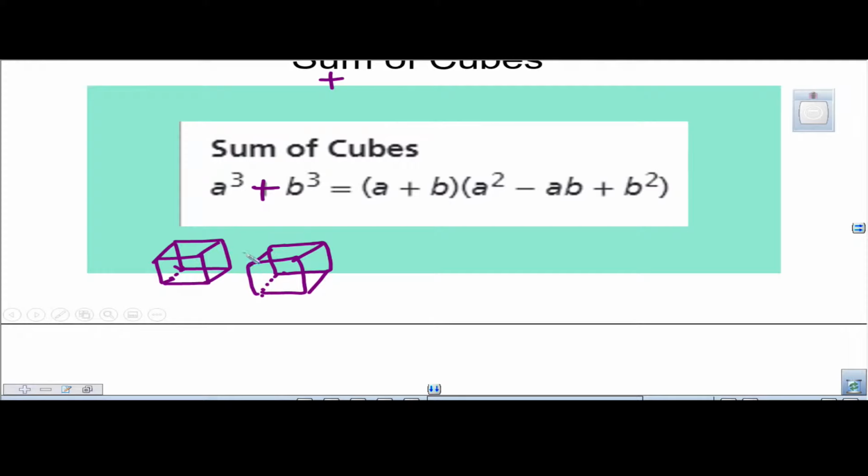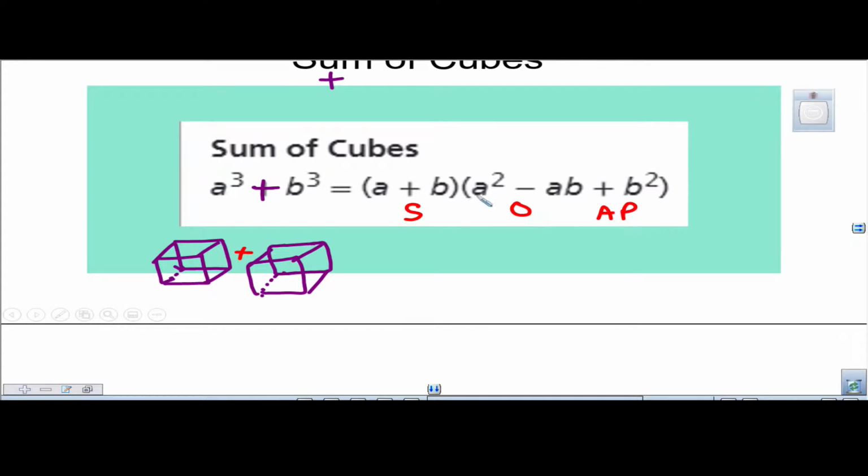And I have plus between them. I'm adding them up. Something being cubed plus another thing being cubed. If we look closely here again, we're almost matching the last one with one exception. When you use SOAP, it becomes really easy to see. This is S, same. Opposite, always positive.